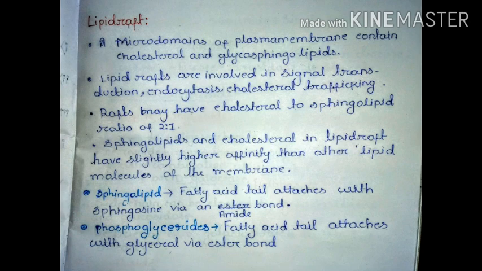Now we forgot to discuss an important term: in the case of sphingolipid, the fatty acid tail attaches to the sphingosine via an amide bond. But in the case of glycerophospholipid, the fatty acyl tail is attached to the glycerol via an ester bond. So in sphingosine-based phospholipid, the fatty acyl chain is attached to the sphingosine by an amide bond, but on the other hand in glycerophospholipid, the fatty acyl chain is attached to the glycerol with an ester bond.